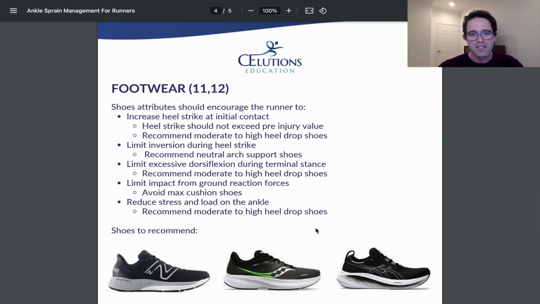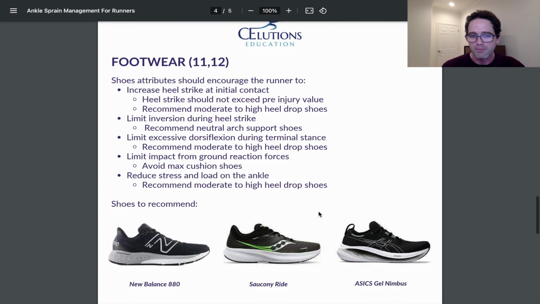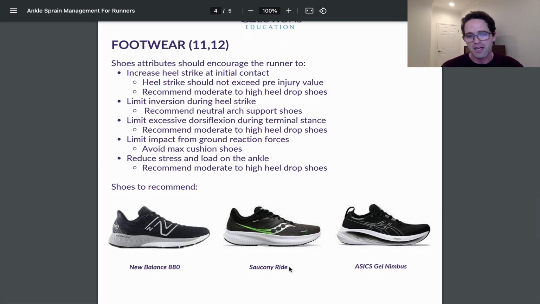And then lastly, reducing the stress and load on the ankle. We know that moderate to high heel drop shoes are going to take pressure off the ankle and Achilles, and we're going to then put it on the knee and the hip. That can be helpful for these patients with an ankle sprain. The shoes we'd recommend here would be the New Balance 880s, Saucony Rides, Asics Gel Nimbuses are really good shoes. So you can recommend those to patients or you can check them out yourself as well to get a better idea.